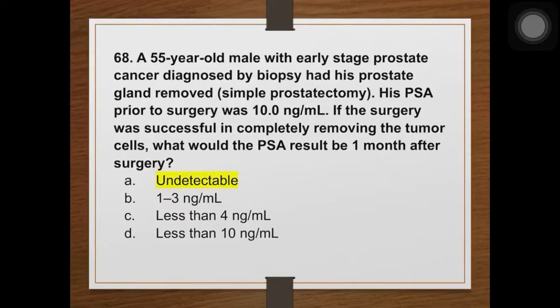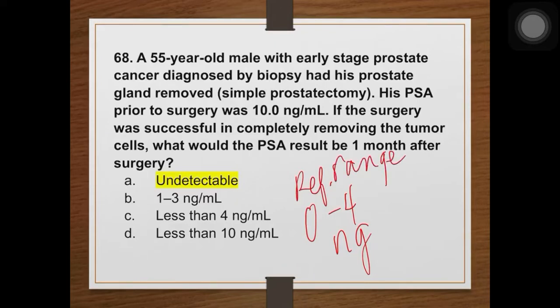Number 68, a 55-year-old male with early stages of prostate cancer diagnosed by biopsy had his prostate gland removed. His PSA prior to surgery is 10 nanogram per ml. Remember, ang normal value po nito ay 0 to 4 nanogram, the reference range. If the surgery was successful in complete removal of the tumor cell, what would the PSA result 1 month after surgery? Ang PSA dito upon removal of the prostate should be 0 or undetectable.